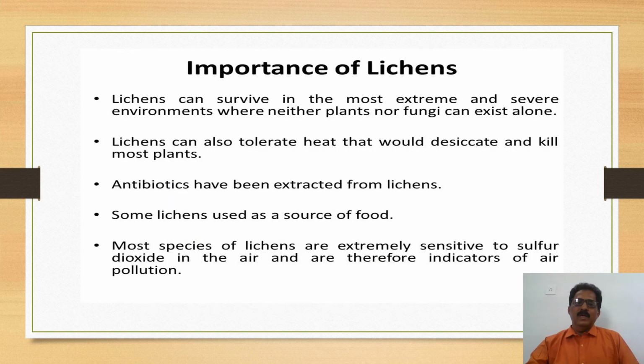The importance of lichen: lichen tolerates heat that would desiccate and kill most plants. Antibiotics have been extracted from lichen. This is a very important aspect of the lichen. Some lichen is used as a source of food. Most species of lichen are sensitive to sulfur dioxide in the air, and therefore are indicators of air pollution. This is a very important point from the environmental pollution point of view. These lichens are indicators of pollution. They are sensitive to sulfur dioxide in the air.